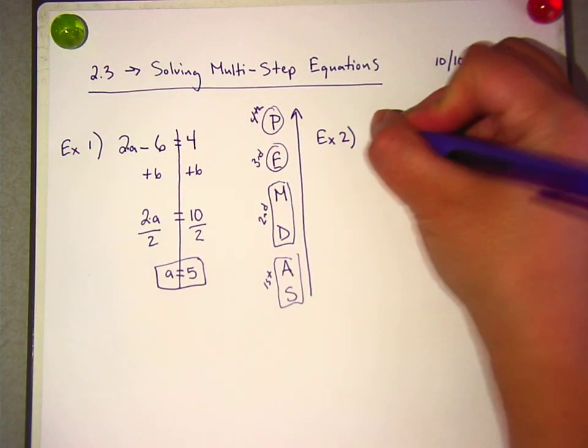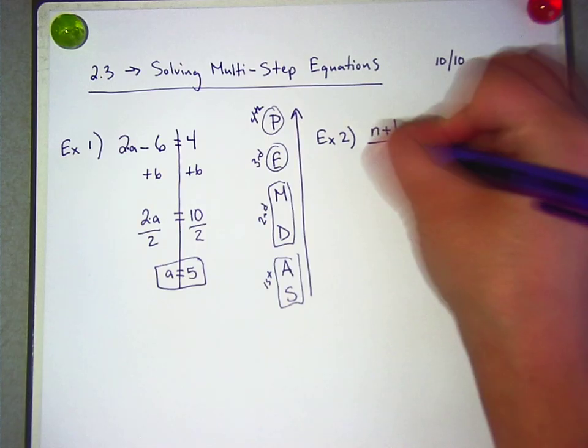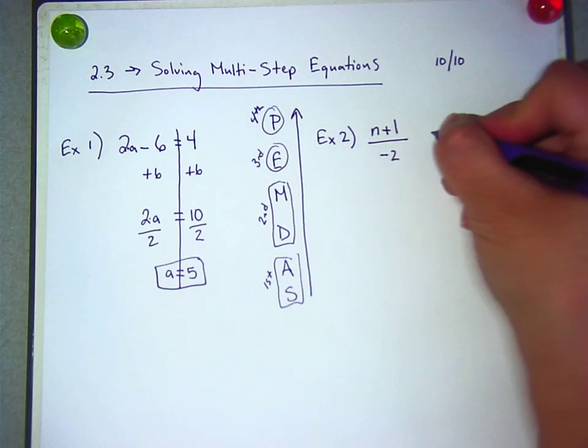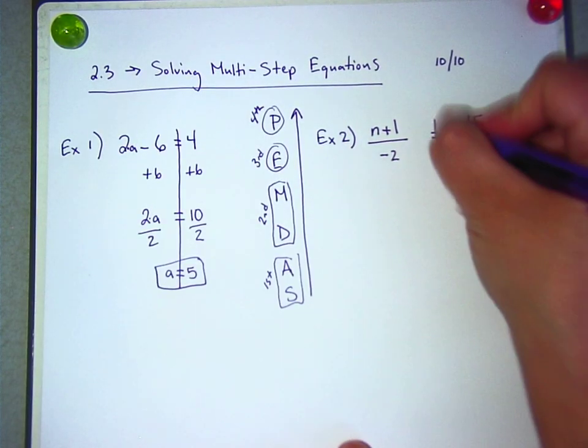Next up, please write n plus 1 all divided by -2 equals 15. Draw your line and then wait for me.